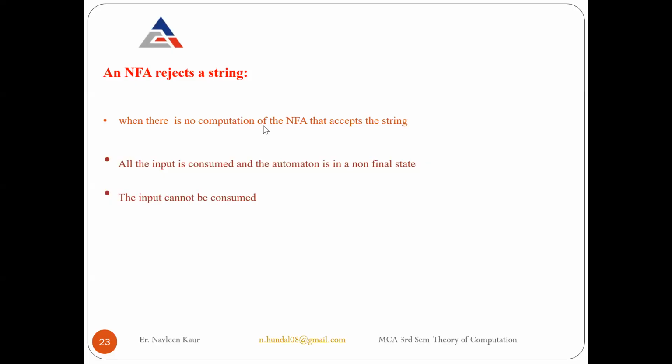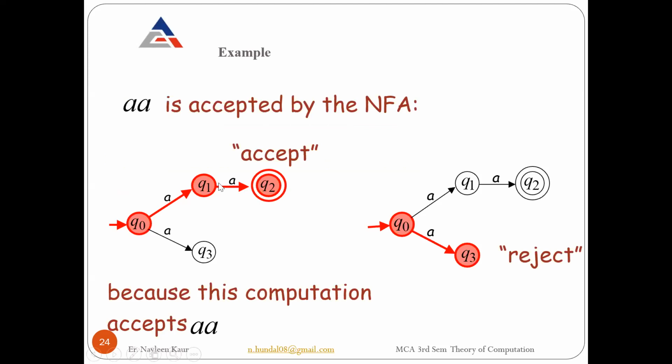Examples. See, this is an example. Suppose this is the automata that we are talking about, and I will say that AA is accepted by this non-deterministic finite automata. How? I am here at Q naught. If I process the first A, from Q naught, I will reach Q1. Then I will process the second A. It will take me from Q1 to Q2. It means this is accepted. If I follow this path, AA will be accepted.